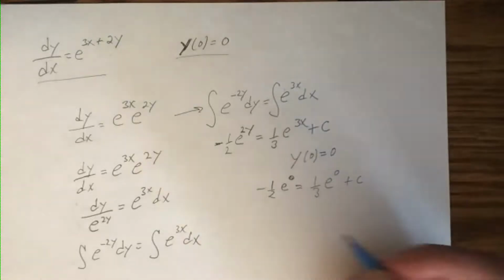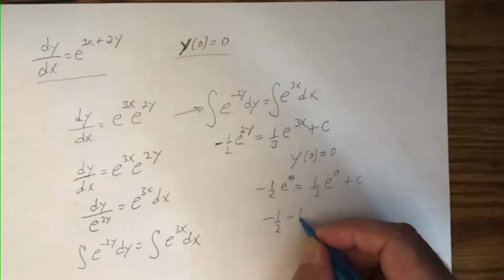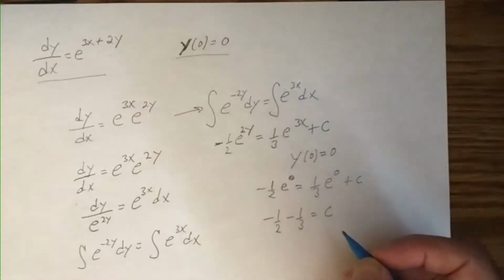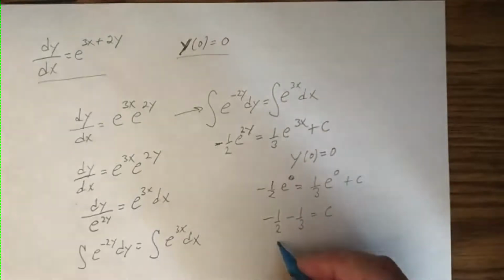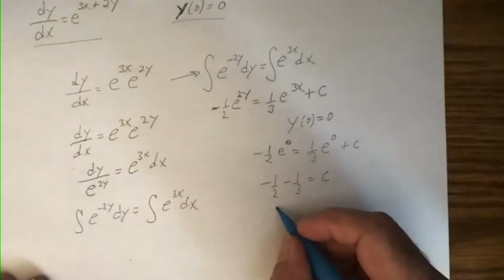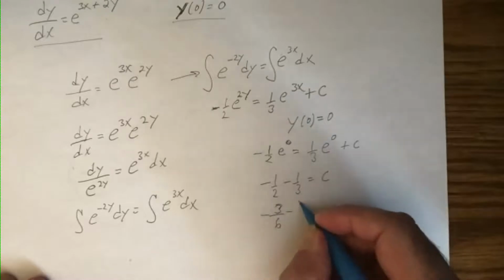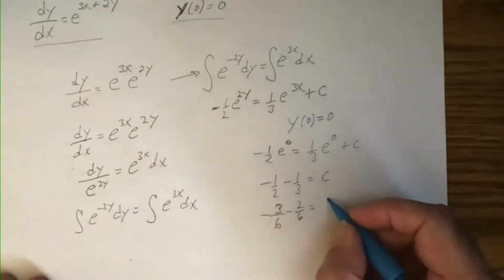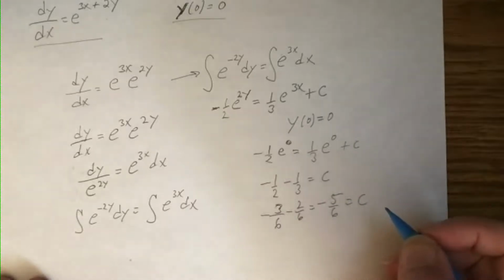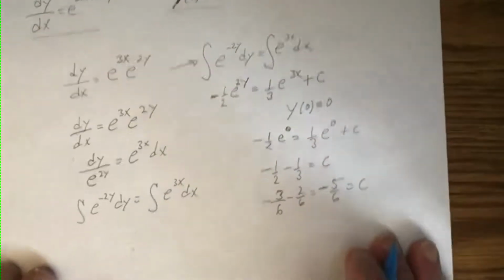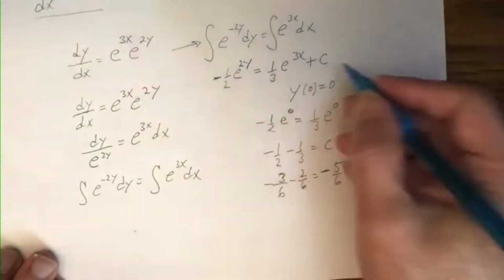So we get minus 1/2 minus 1/3 is equal to c. Now we get a common denominator here. Now we're back in high school. This is 3/6 minus 2/6, which is minus 5/6. That's equal to c. So c is minus 5/6.